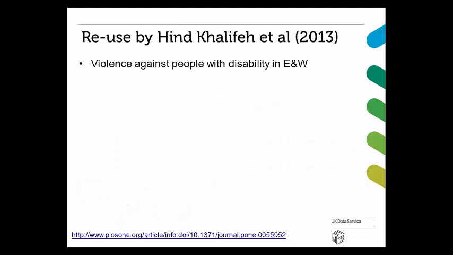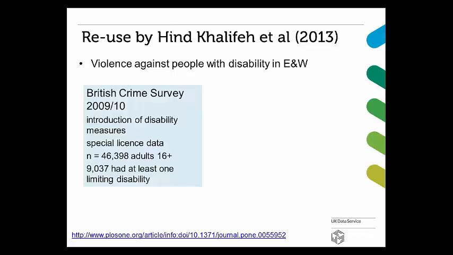And the Crime Survey was used in a very important study of violence against people with disability by Khalife and colleagues. So they used the British Crime Survey, as it was then called, from 2009, and the introduction of some specific disability measures allowed them to do this study. The data that they needed was available at the time under a special license, so they had to go through a process of applying for the data, and they then used a sample of just over 46,000 adults. And within this, just over 9,000 had at least one limiting disability.